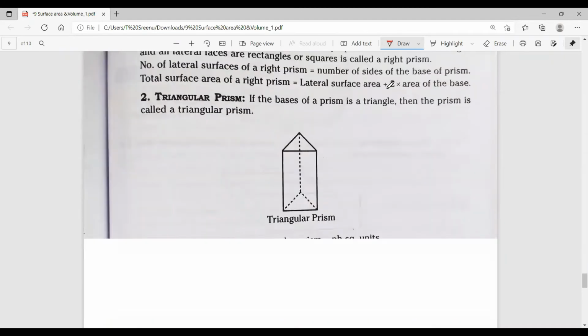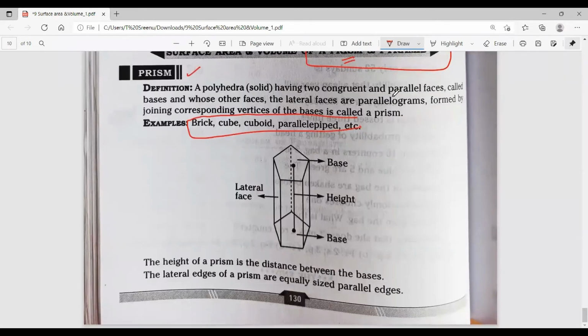First we'll see the definition of a prism. A polyhedron, meaning a solid, having two congruent and parallel faces. You see here I'm marking with red color. These two are parallel faces, which are opposite, and they are the bases, and the other faces are the lateral faces.